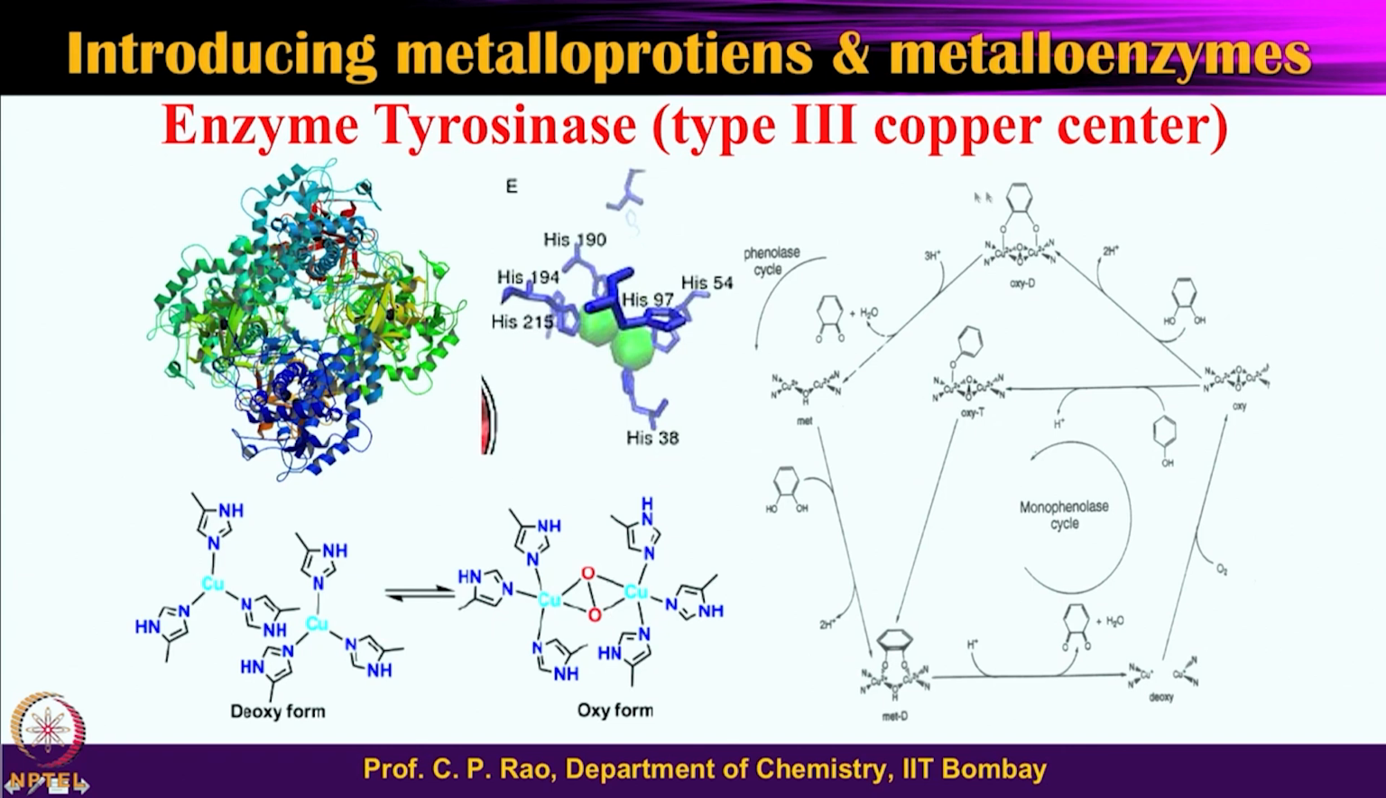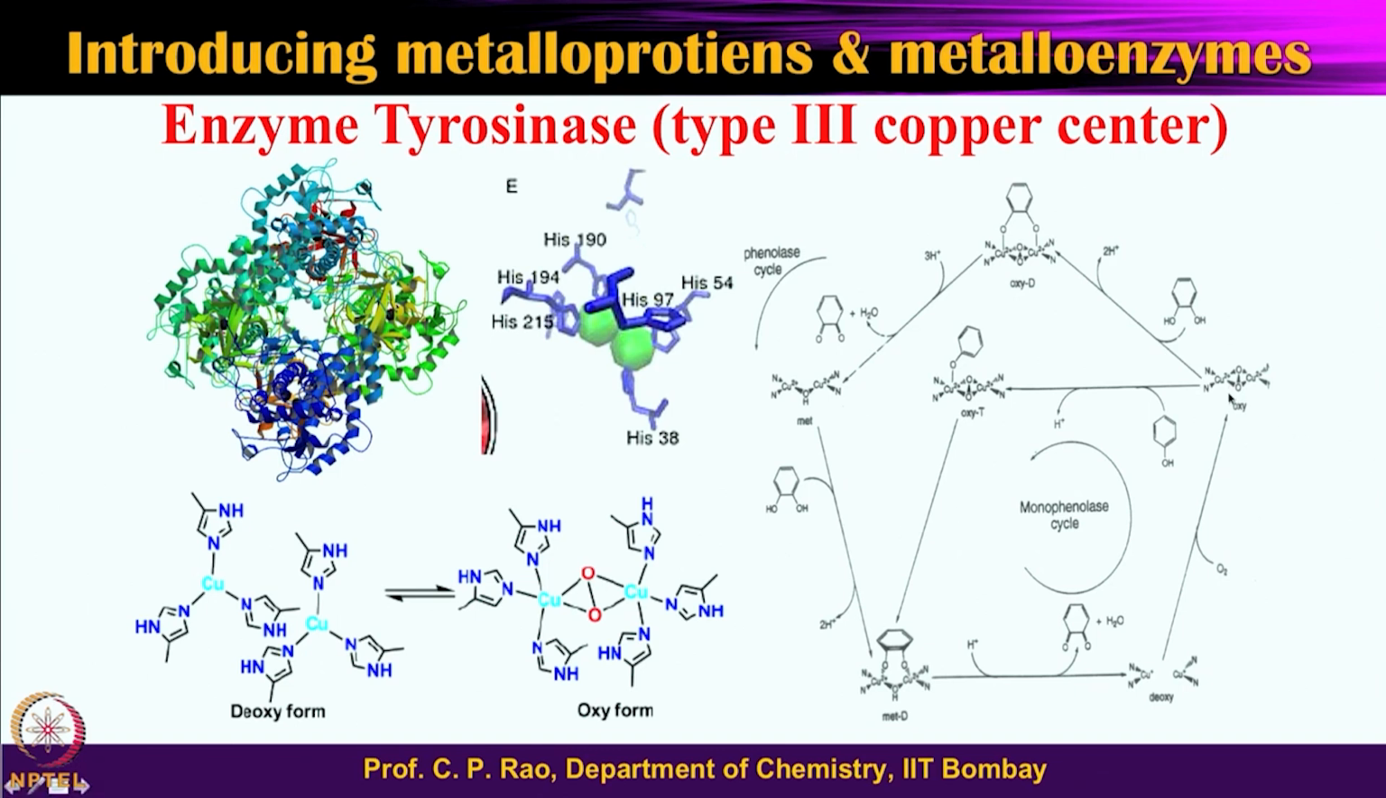Now, let us come to the mechanistic aspects of the tyrosinase. In the free enzyme, which you call the deoxy form, the copper 1 center, since it is a copper 1, can readily react with the oxygen, and then this oxygen will get converted to O2 2 minus, as we have shown here.